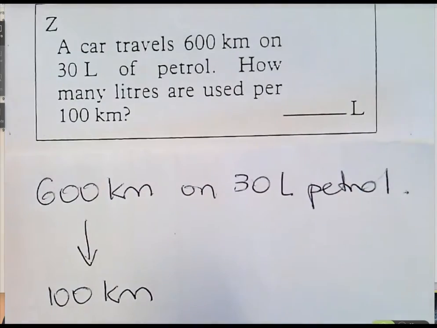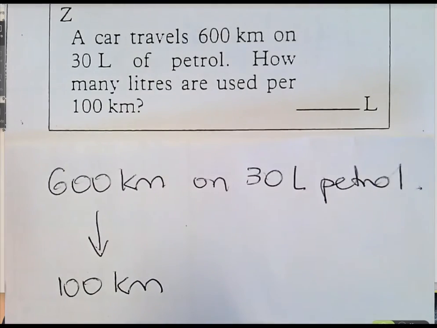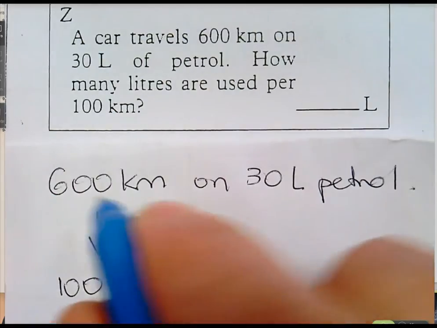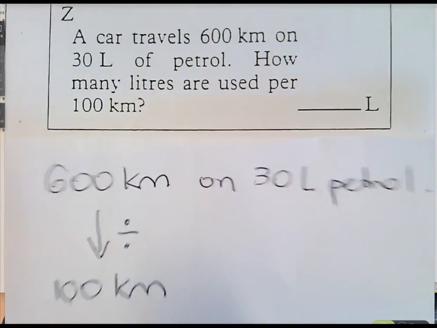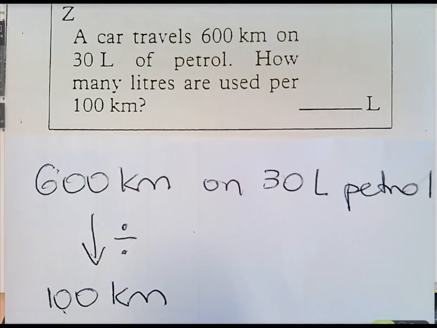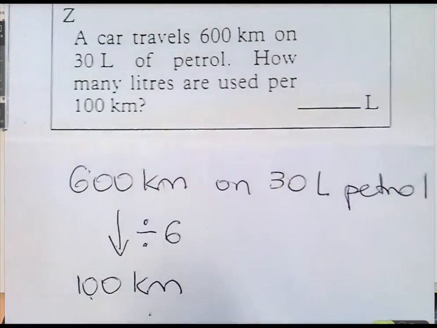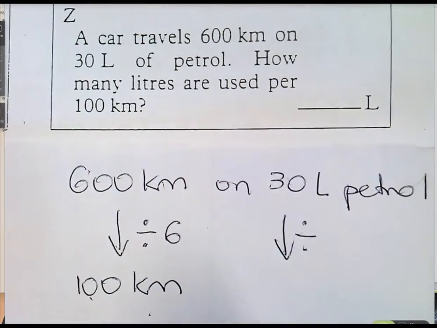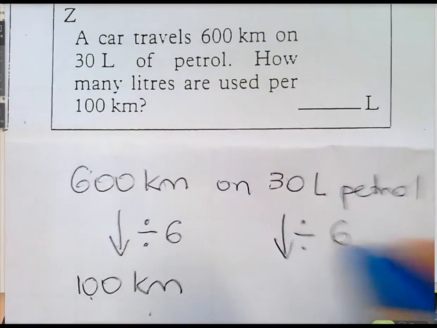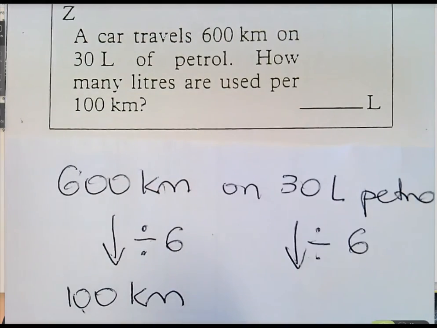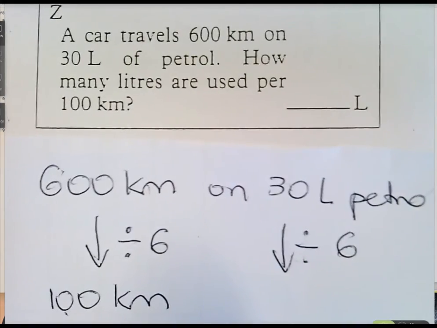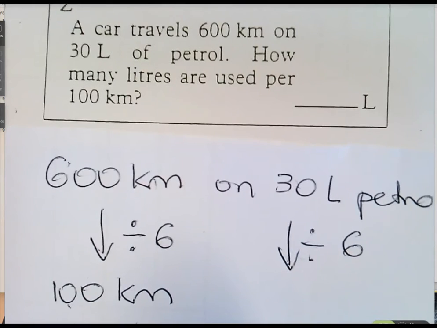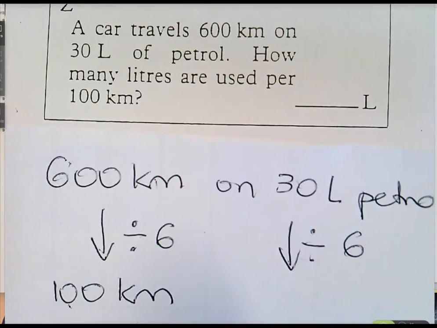10. Girls, do you think it's going to be less than 30? How do you go from 600 to 100? Divide by what? 6. Fantastic. 600 divided by 6 gives you 100. So because I've divided the 600 by 6, I divide the 30 by 6. Does that make sense? So 600 kilometres you can drive on 30 litres of petrol. How many litres of petrol would you use for 100 kilometres?